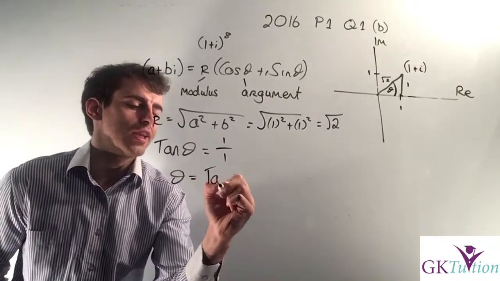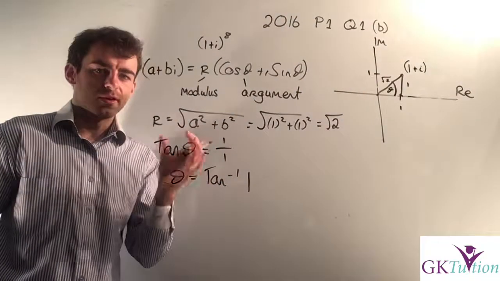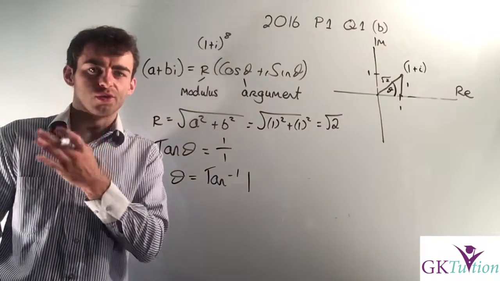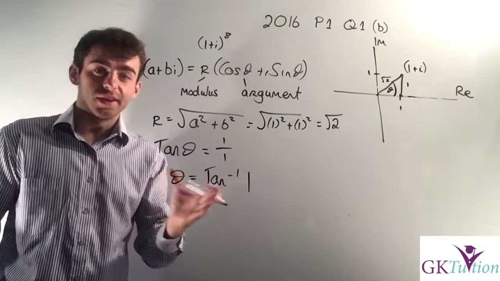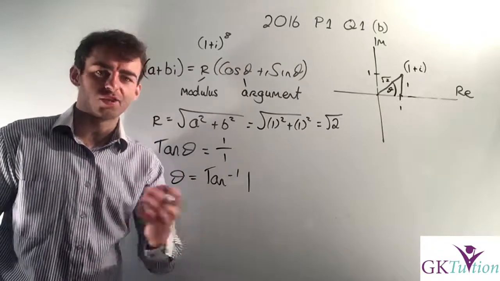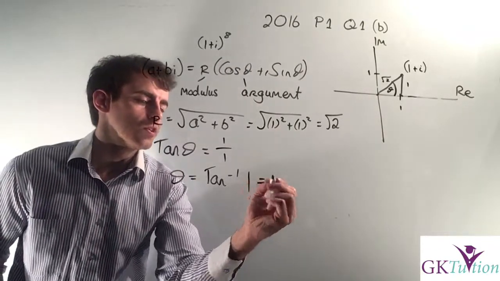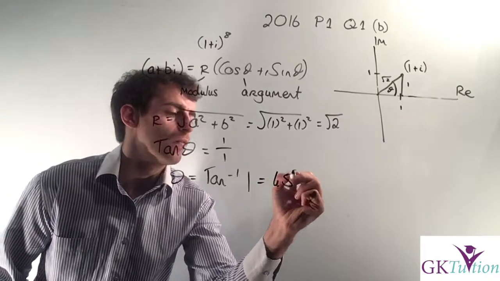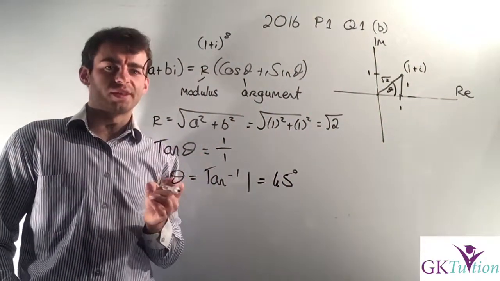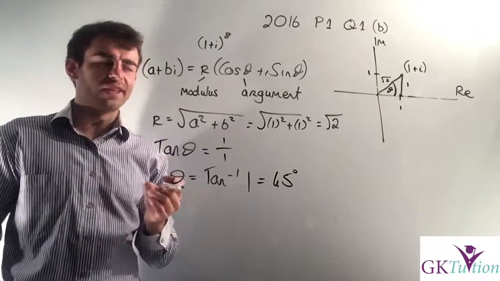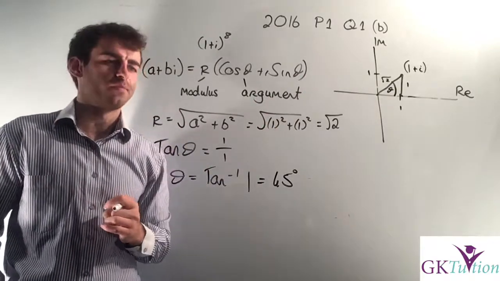So if I say, right, theta is tan inverse of 1, now it depends here whether you want to use degrees or radians. Often in the question it specifies, in this question it hasn't specified, so let's just work with degrees. Tan inverse of 1, that means that theta is equal to 45 degrees. In other words, the angle that the complex number makes with the positive sense of the x-axis is 45 degrees.